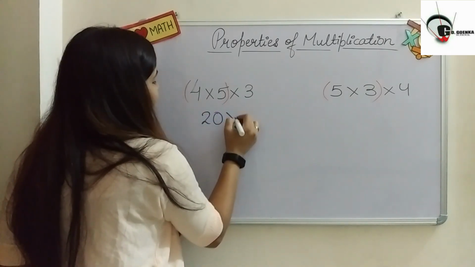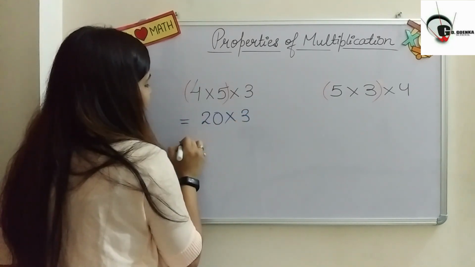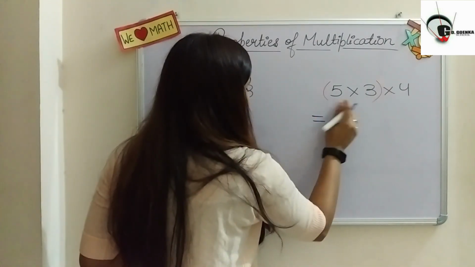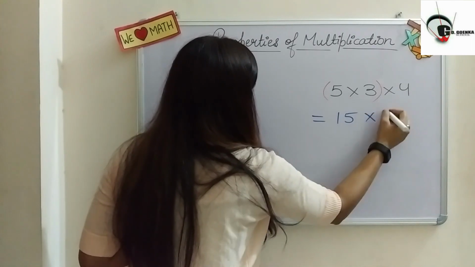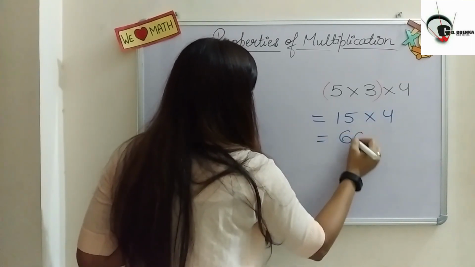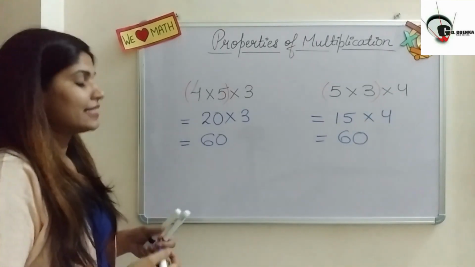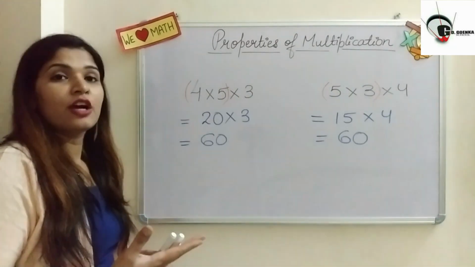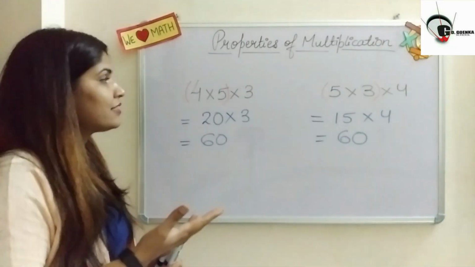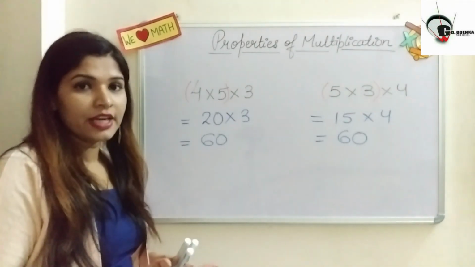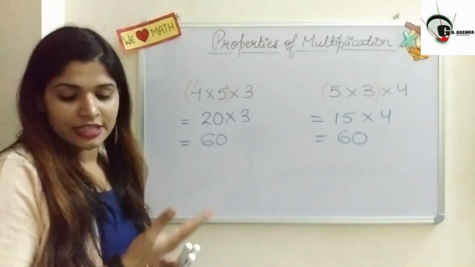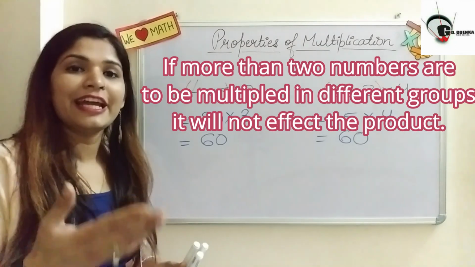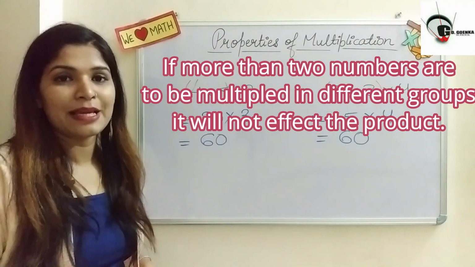4 5s are 20, and when we multiply by 3 we will get 60. On the other side, 5 3s are 15, multiplied by 4, that is also 60. So here also you can see that the product won't be affected when we change the sequence or the grouping. Similar to the addition property, if more than two numbers are multiplied in different groups, it won't affect the product, it will give the same product.